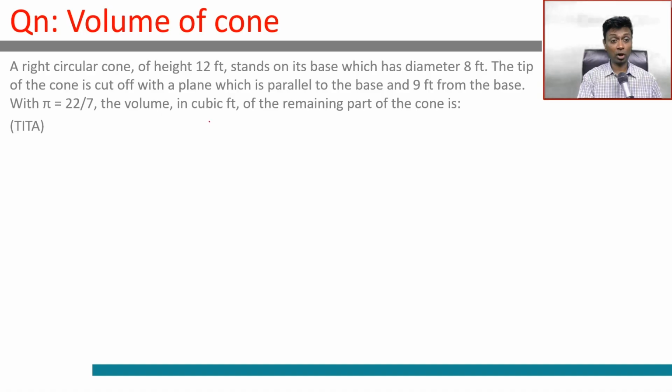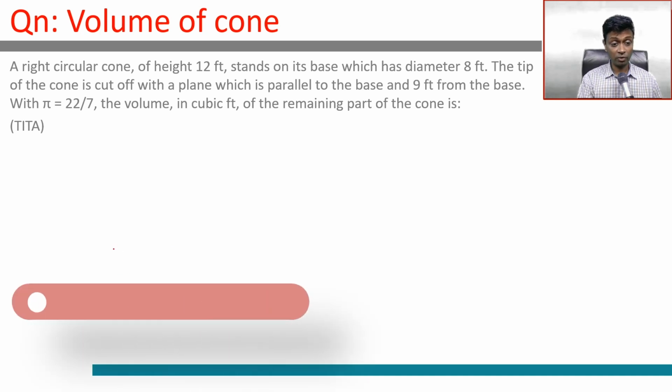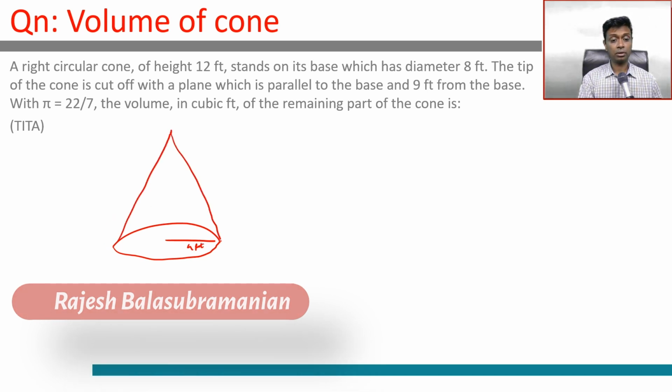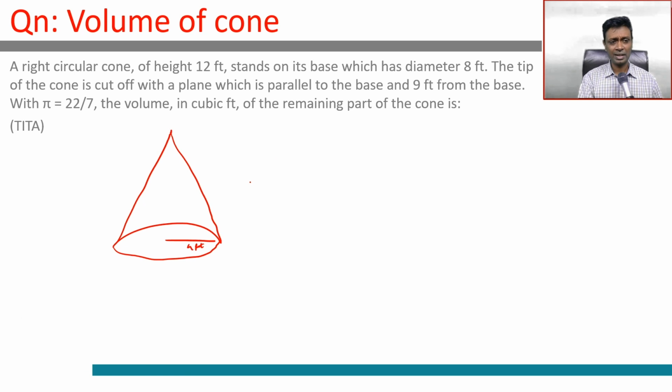A right circular cone of height 12 feet stands on its base, which has a diameter of 8 feet. So diameter of 8 feet, radius of 4 feet, height of 12 feet. Okay. The tip of the cone is cut off with a plane which is parallel to the base and 9 feet from the base.